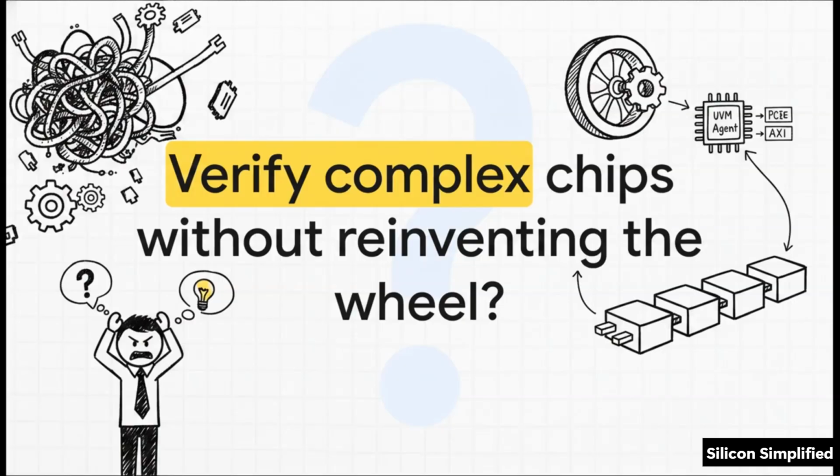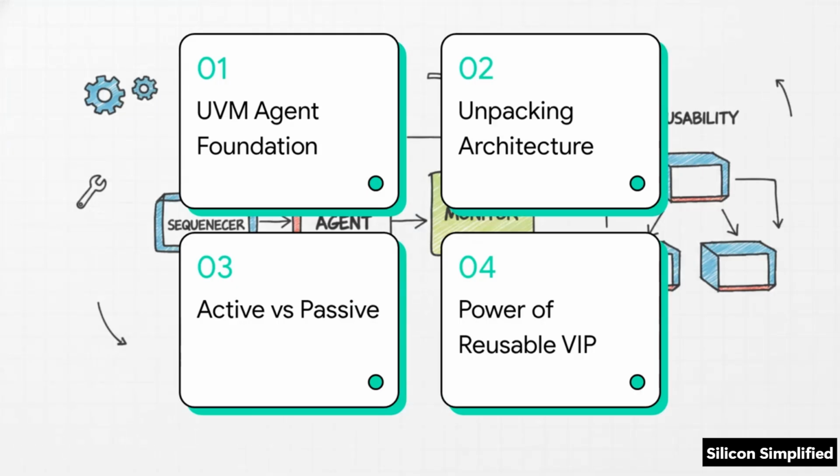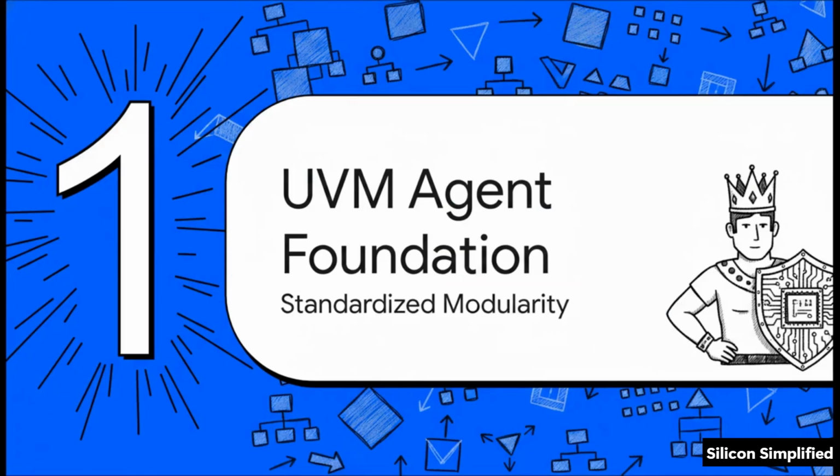That's exactly why the UVM standard, and specifically the UVM agent, was created, to stop us from constantly reinventing the wheel. So here's our roadmap for today. We're going to cover 1. The UVM agent foundation, 2. Unpacking the architecture, 3. Active versus passive agents, and finally, number 4, the real power of reusable VIP. Let's get into it.